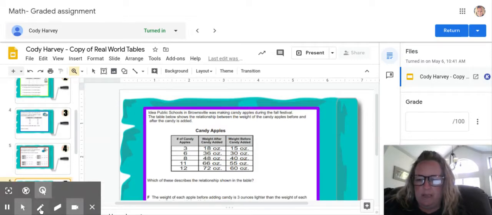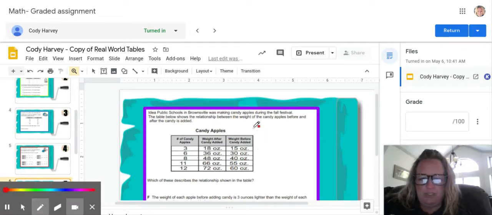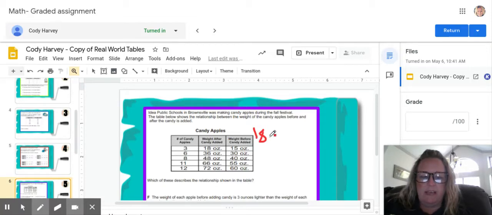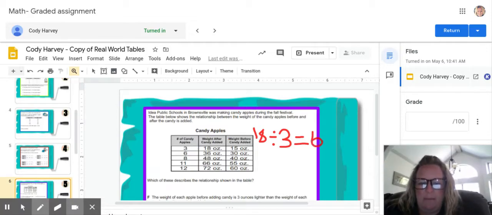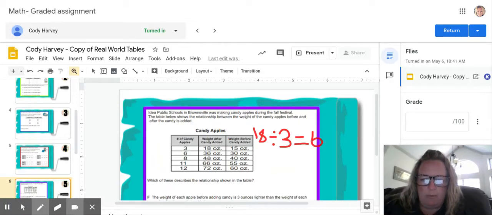So I'm going to show you right here. I would have to do 18 divided by 3, because it's 3 apples, right? So what is 18 divided by 3? Anybody know? That would be 6. Okay, so that means that for 1 apple, after the candy was added, it would weigh 6 ounces.